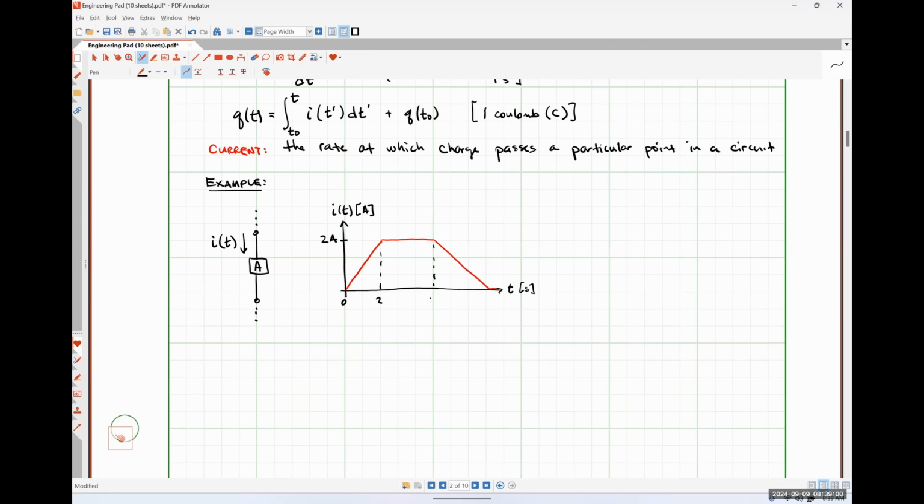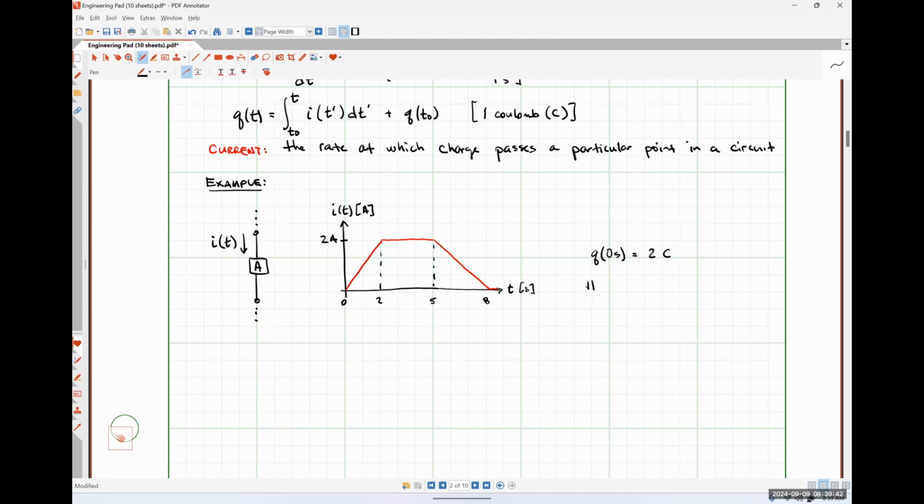This point represents 5. This point represents 8. And let's also say that Q at 0 seconds was 2 coulombs. I want to find the total amount of charge that has passed through this element from 0 to 5 seconds.